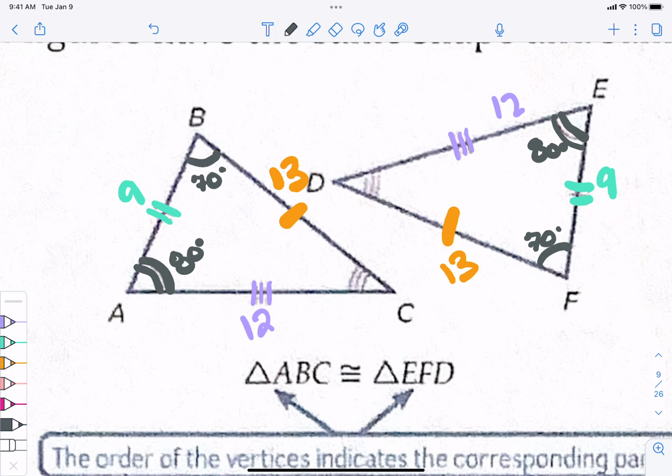And then angle C is the last one. It's going to match up with D. But do you know how big its measure is going to be? Got any ideas? How many degrees fit inside of a triangle?